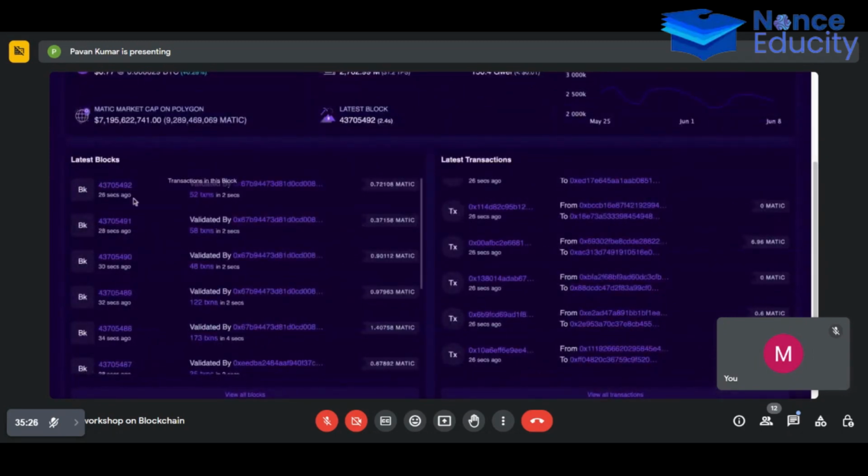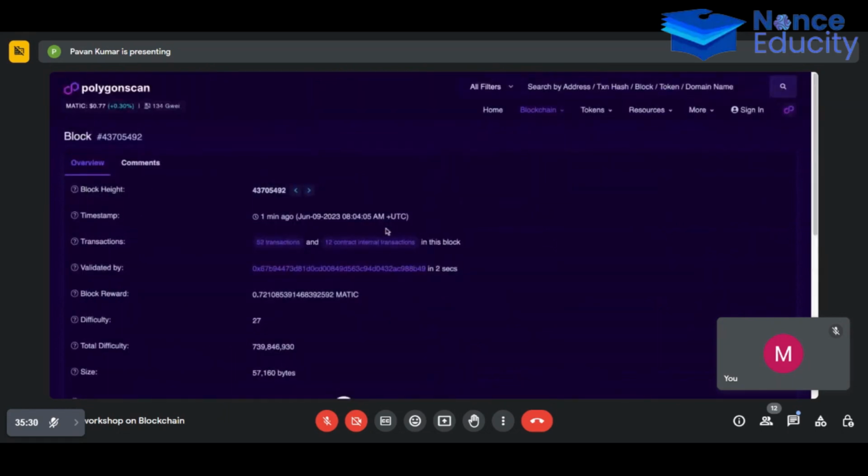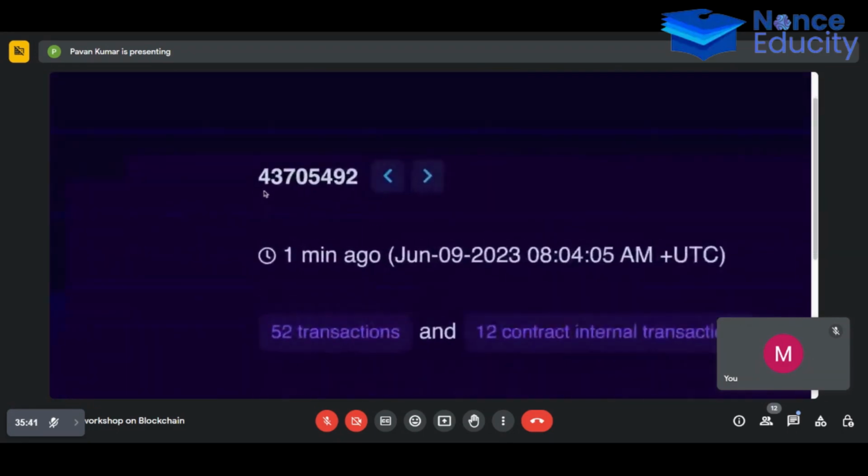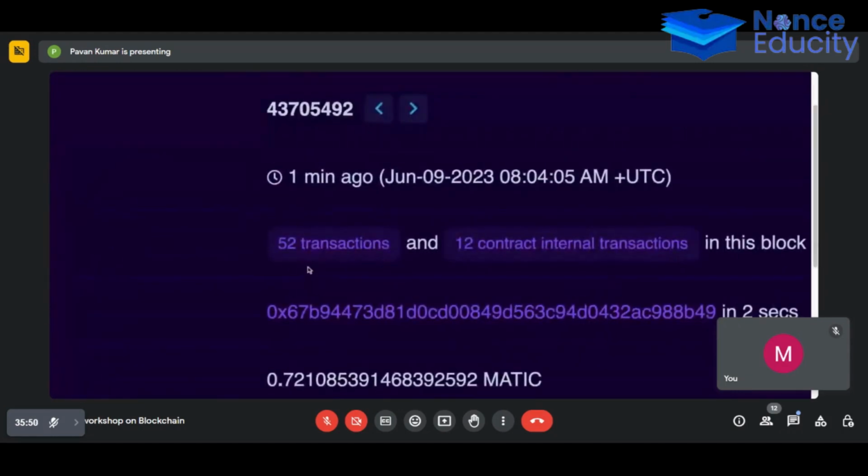So let's go inside this block, block number 43705492 something. And you know this, right? There are blocks, and inside blocks you have a bunch of transactions. So you can see this particular block number, 43705492. Just imagine how many blocks Polygon has right now. You can see this block has 52 transactions inside it. Basically, 52 transactions were done inside this block, and they were bundled together.